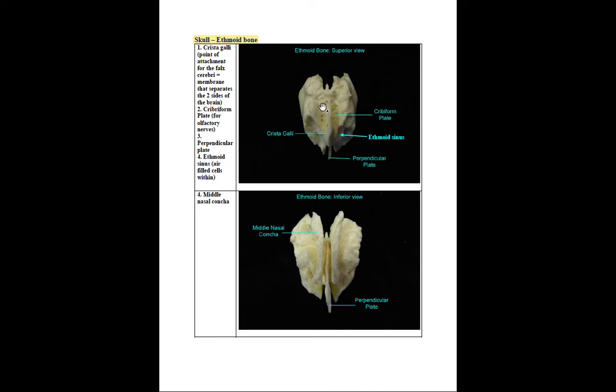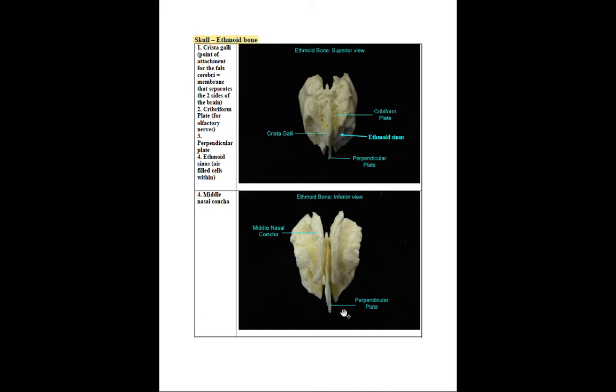So we've got crista galli, then we have the cribriform plate. The cribriform plate is actually a bunch of holes where the olfactory nerves will run through. So cribriform plate here. And again, this is a superior view looking down onto it.